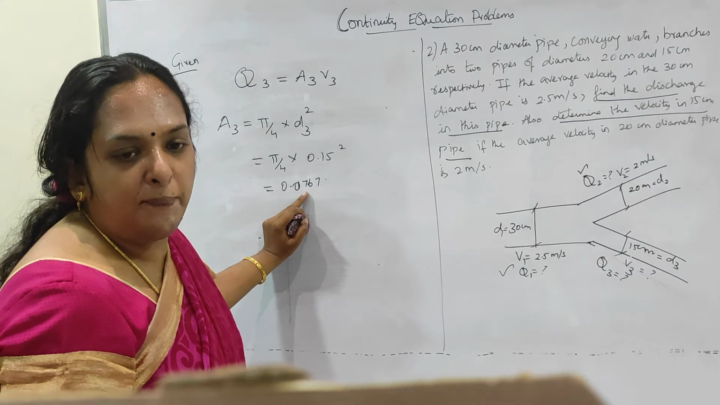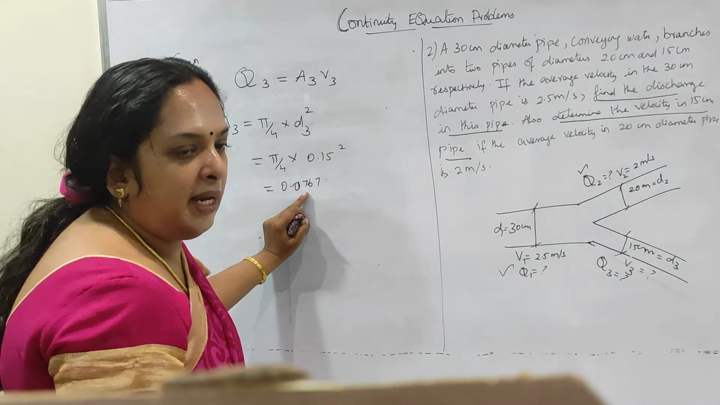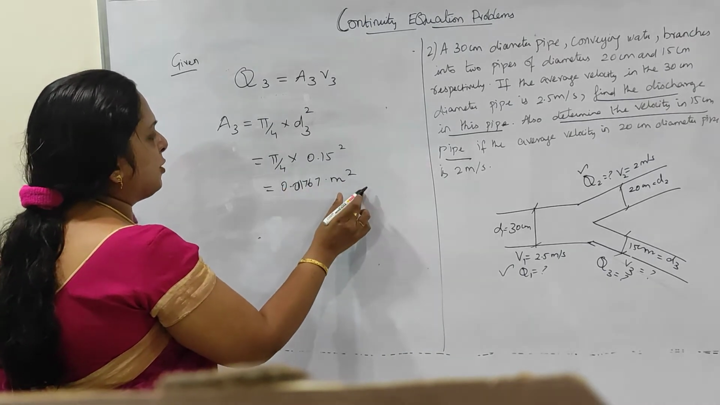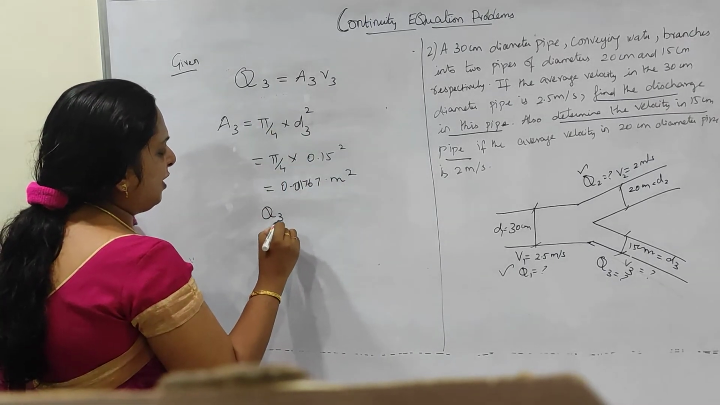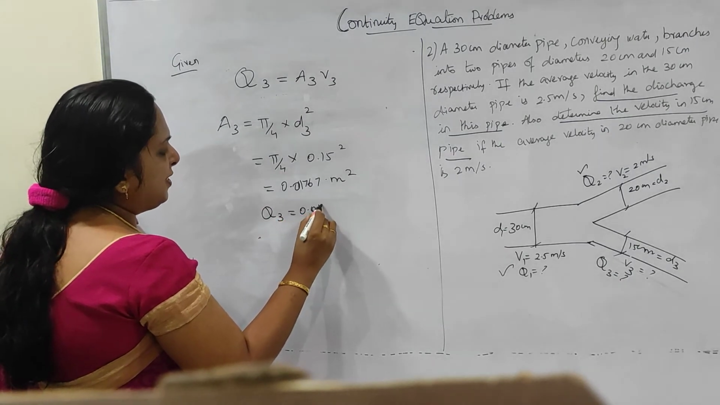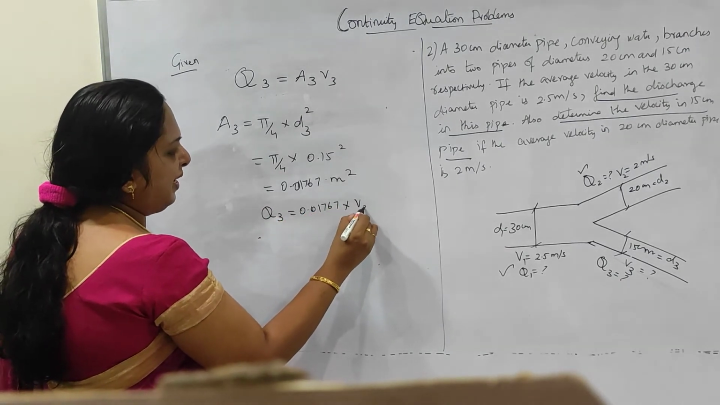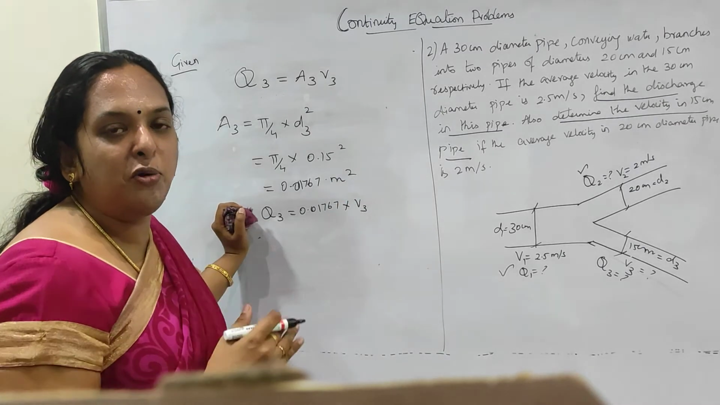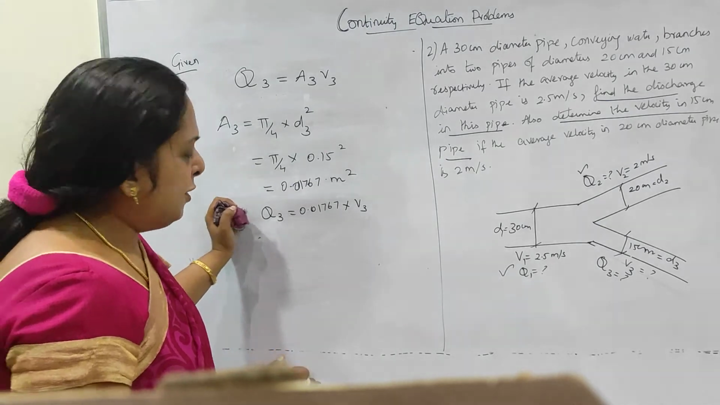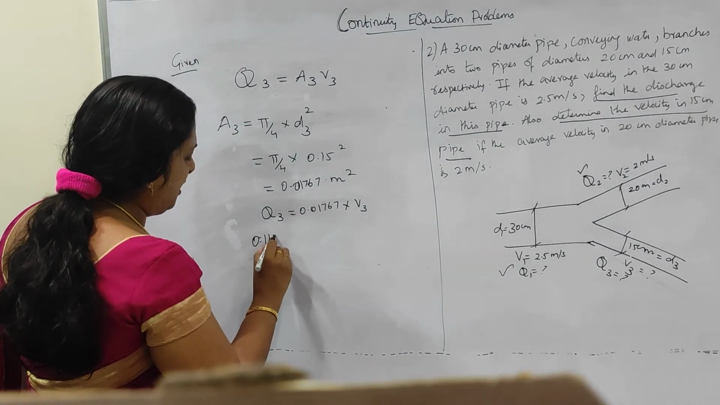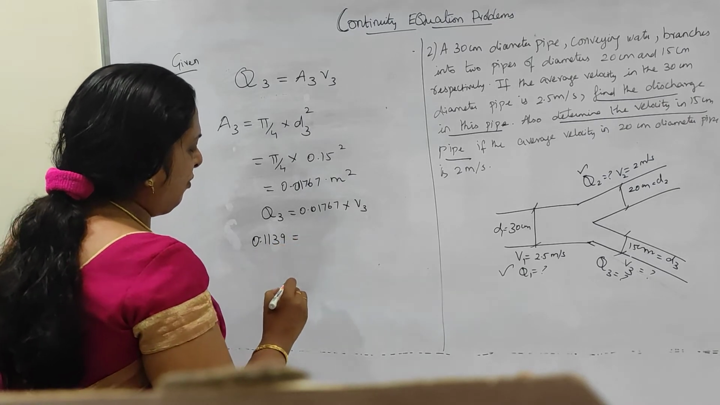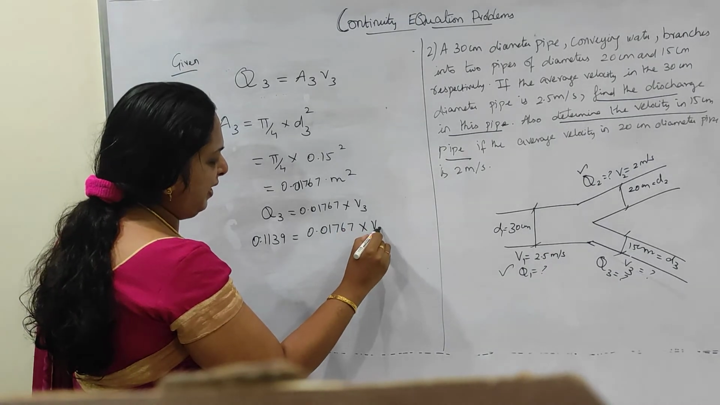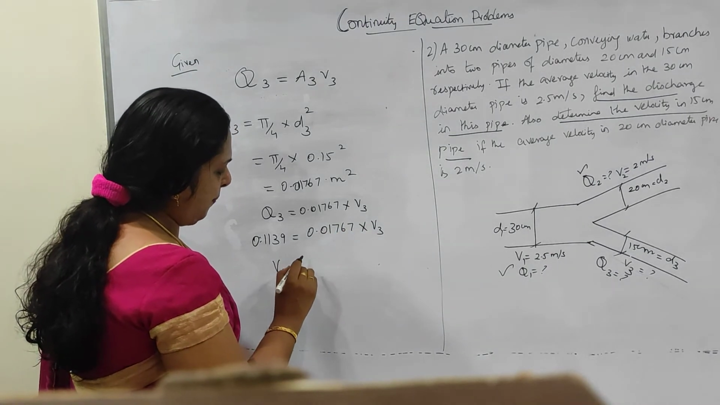0.01767 meter square. So this is the value of my A3. Now I am going to substitute this 0.01767 meter square in the equation Q3 is equal to 0.01767 into V3. This V3 only I am going to find out, and Q3 we just found by the equation Q1 is equal to Q2 plus Q3. The value of Q3 that we found is 0.1139. So 0.1139 is equal to 0.01767 into V3.